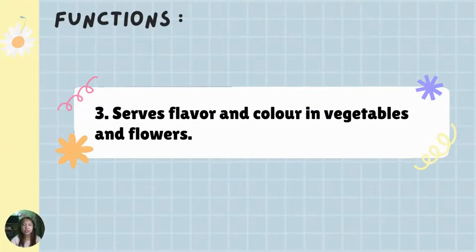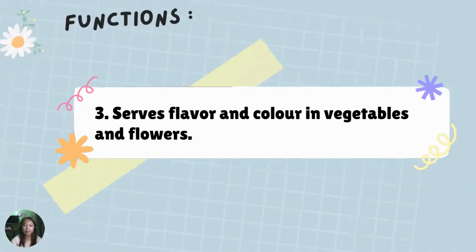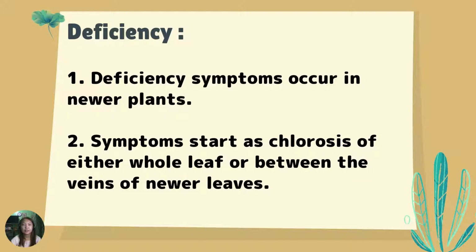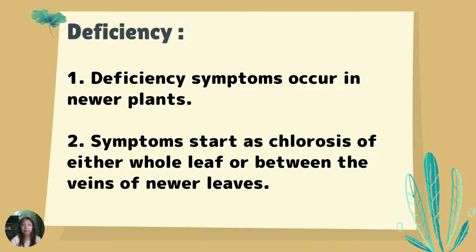So for the deficiency, another function before we proceed with the deficiency is that it also serves as flavor and color in vegetables and flowers. Okay? So it is responsible for giving us different tastes for plants, vegetables and flowers. Okay? So deficiency. Deficiency symptoms occur in newer plants.